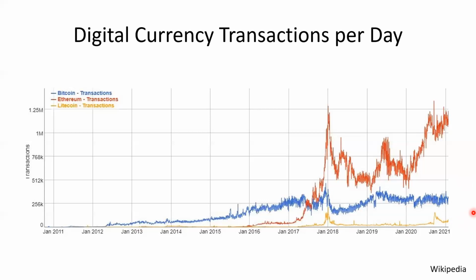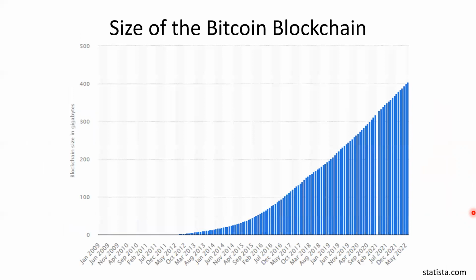Now, remember, every transaction creates a new block on the blockchain. The blockchain is getting big. This on the side is measured in gigabytes. So it's peaked over 400 gigabytes now and going up at a pretty steady pace. So it's getting bigger and bigger.